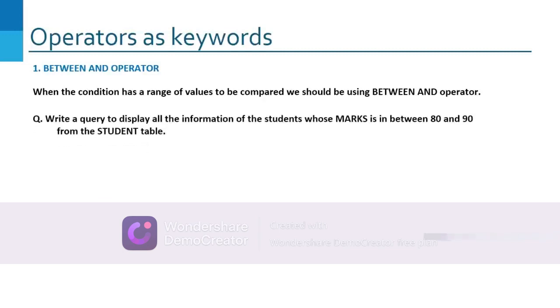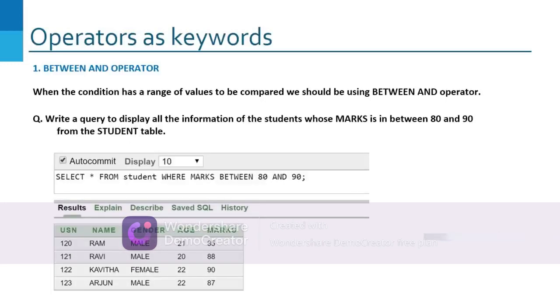Write a query to display all the information of the students whose marks is in between 80 and 90 from the student table. So all the students whose marks is in between 80 and 90, we need to use between and. So select star from student where marks between 80 and 90. So all the student details who have got the marks between 80 and 90 are getting displayed, right?